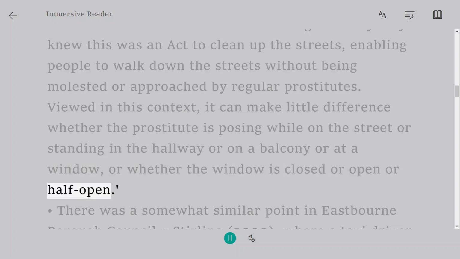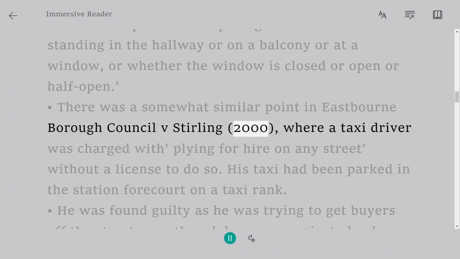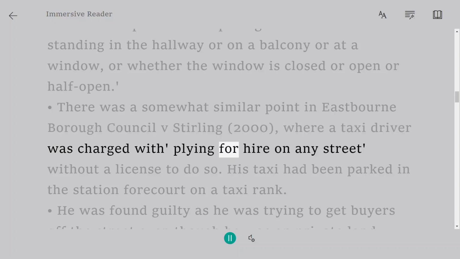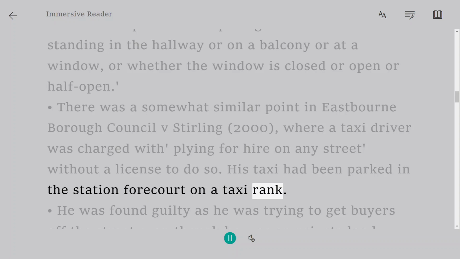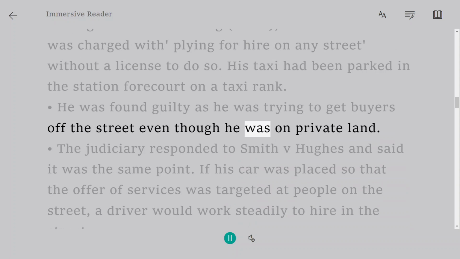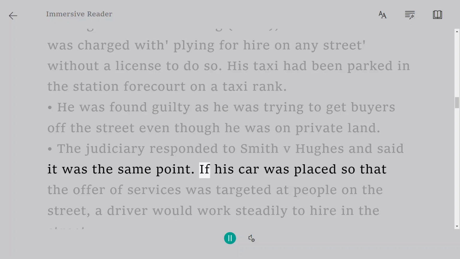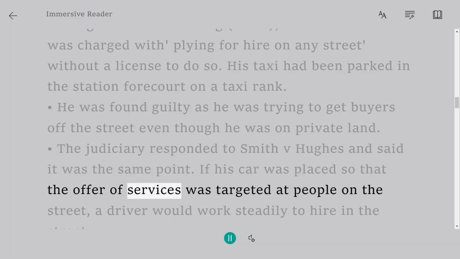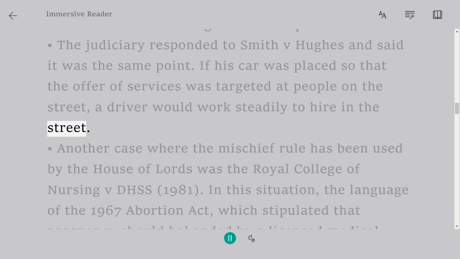There was a somewhat similar point in Eastbourne Borough Council v. Sterling, 2000, where a taxi driver was charged with plying for hire on any street without a license to do so. His taxi had been parked in the station forecourt on a taxi rank. He was found guilty as he was trying to get buyers off the street even though he was on private land. The judiciary responded to Smith v. Hughes and said it was the same point. If his car was placed so that the offer of services was targeted at people on the street, a driver would work steadily to hire in the street.